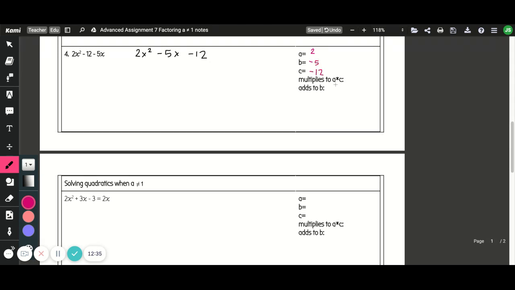I need two numbers that multiply to 2 times negative 12, which is negative 24. And they have to add to B, which is negative 5. So two numbers that multiply to negative 24 and add to negative 5 are negative 8 and 3. So I'm going to use those two to split this middle term, negative 8x plus 3x. The first term and the last term don't change. We're going to bring them straight down.